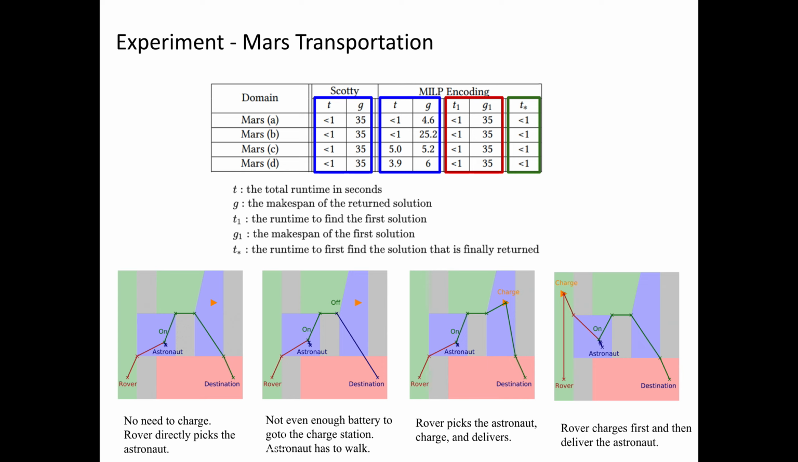This table shows runtime and solution quality for both Scotty and our MILP encoding. The blue boxes give the finally returned solution runtime and objectives. A red box shows those of the first solutions, and the green box shows the runtime to first find the optimal solution. As Scotty terminates after finding its first solution, its first solutions and final solutions are the same. As we can see, both Scotty and our planner can find the first solution in 1 second, in which the astronaut walks directly to the destination. Our planner further improves it and returns the optimal solution in less than 5 seconds for all the problems.